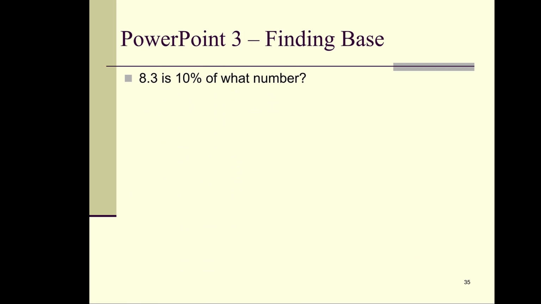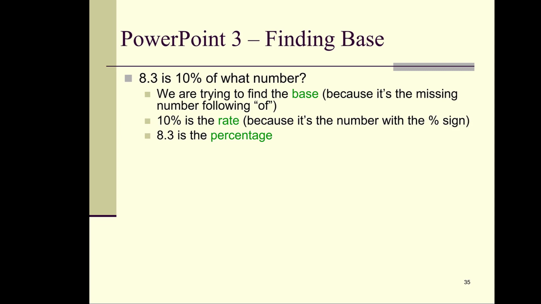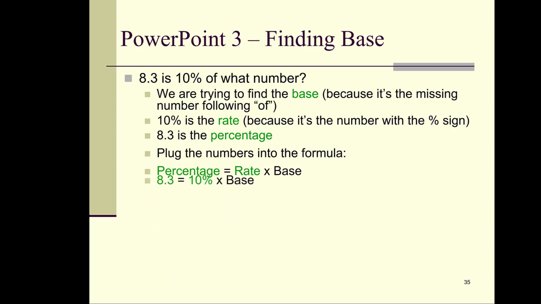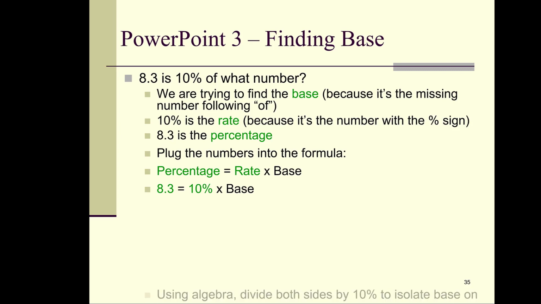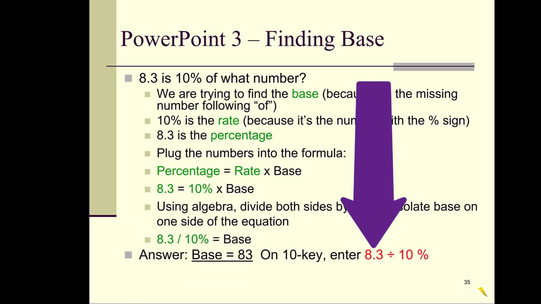Let's try another one. 8.3 is 10% of what number? So again, we're trying to find the base because it's the missing number following "of." 10% is the rate because it's got the percent sign. Therefore, 8.3 must be the percentage. And as usual, we will plug that into our formula. So we get 8.3 equals 10% times base. Divide both sides by 10% to get base on one side by itself. And the formula becomes 8.3 divided by 10% equals base. On your calculator, enter 8.3 divided by 10 and then hit the percent key, and you should get 83.